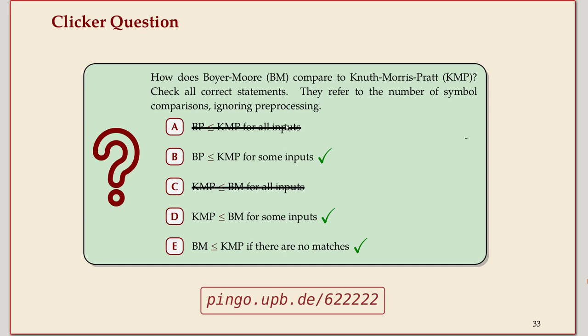Okay, we cannot make any statement in either direction for all inputs. You can find examples where one beats the other in both directions. But if we don't have matches, then this statement from the last slide essentially guarantees us something like this, that Boyer-Moore doesn't do much worse than KMP. All right, that was Boyer-Moore.